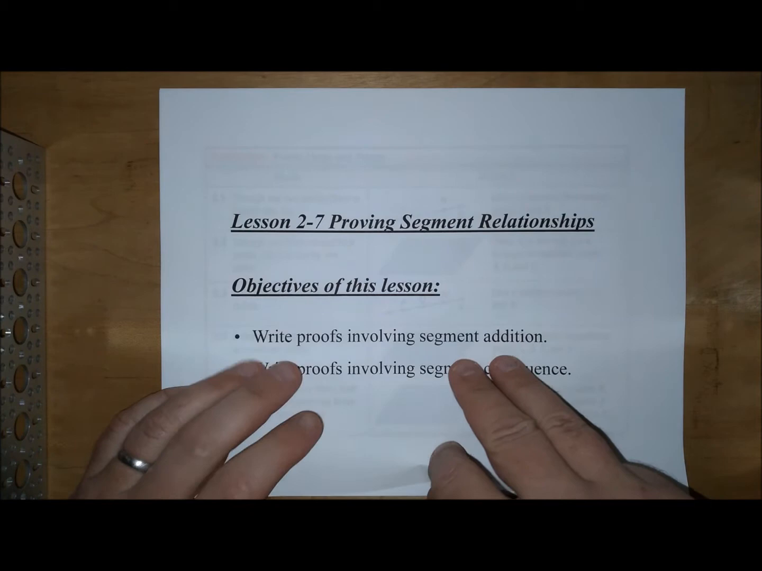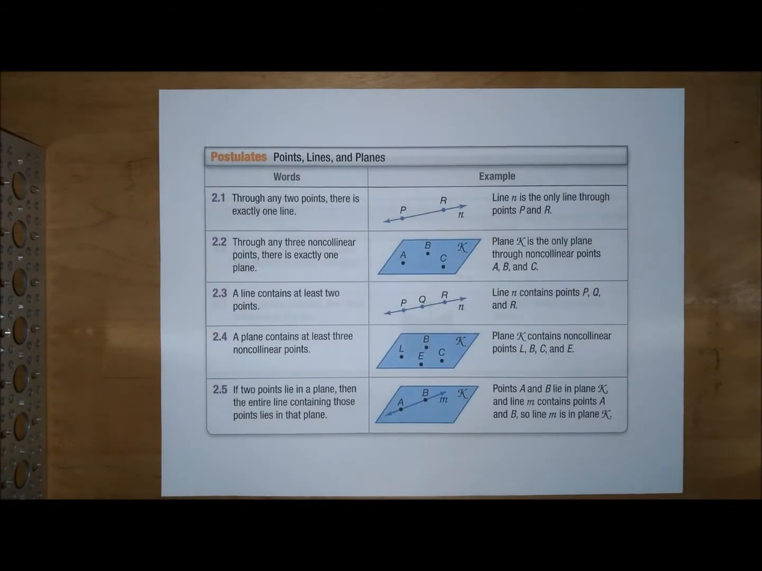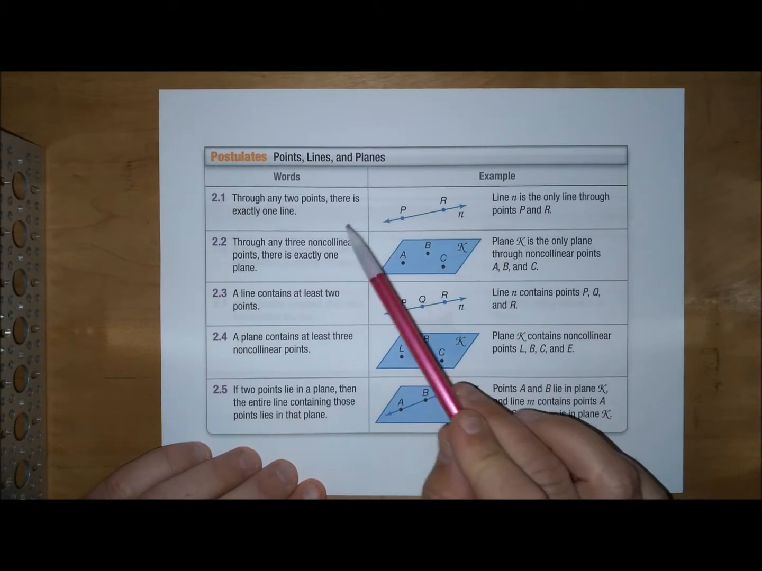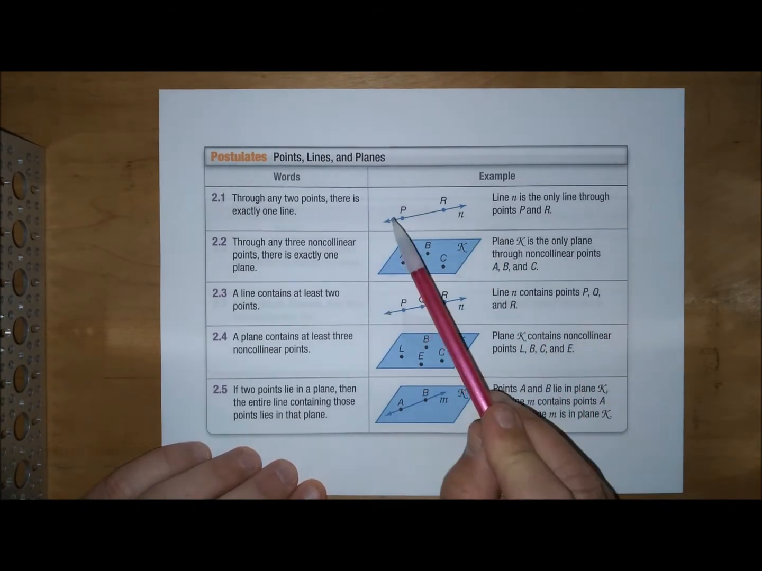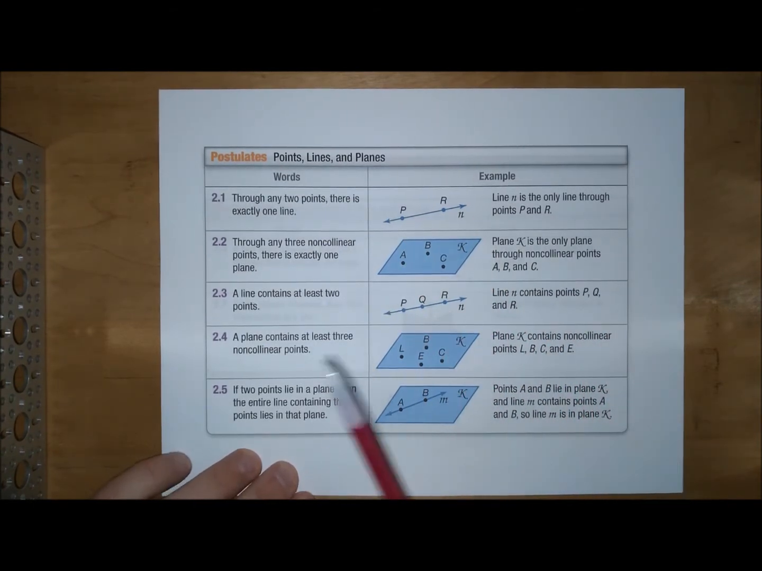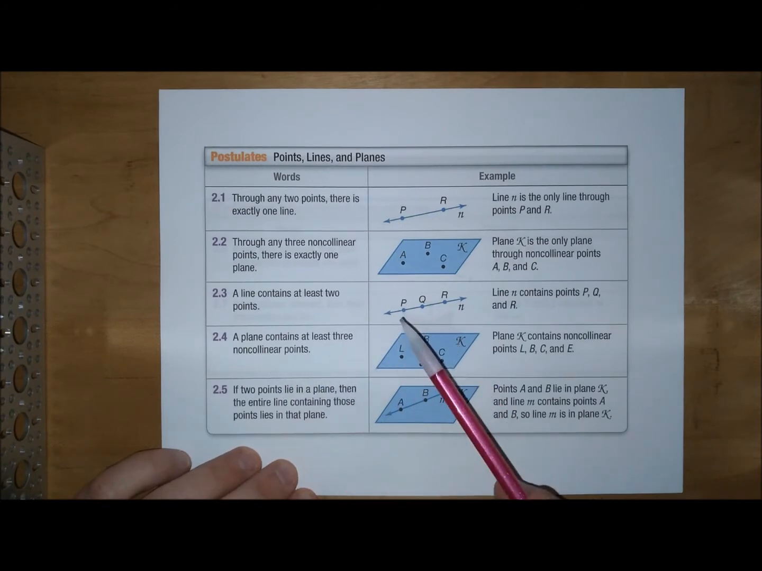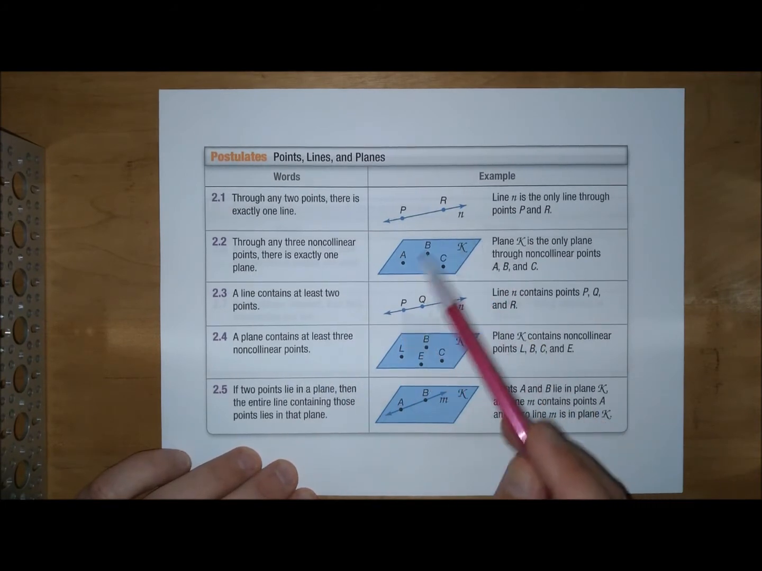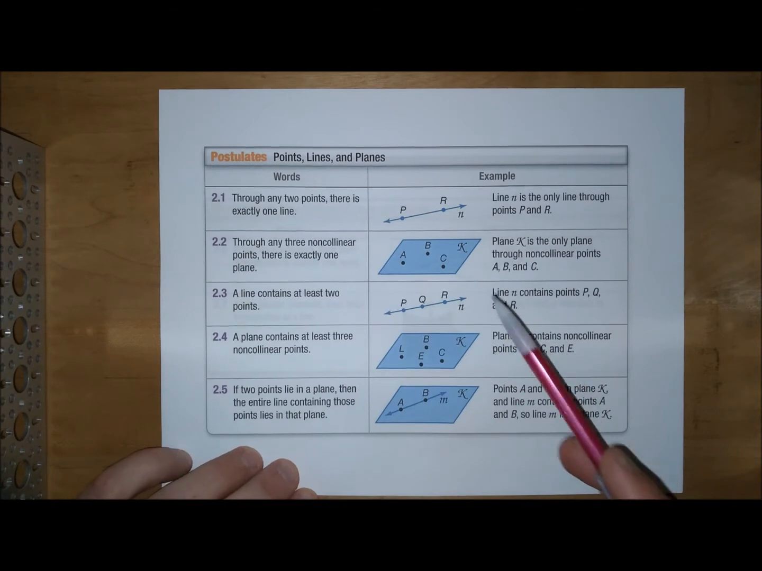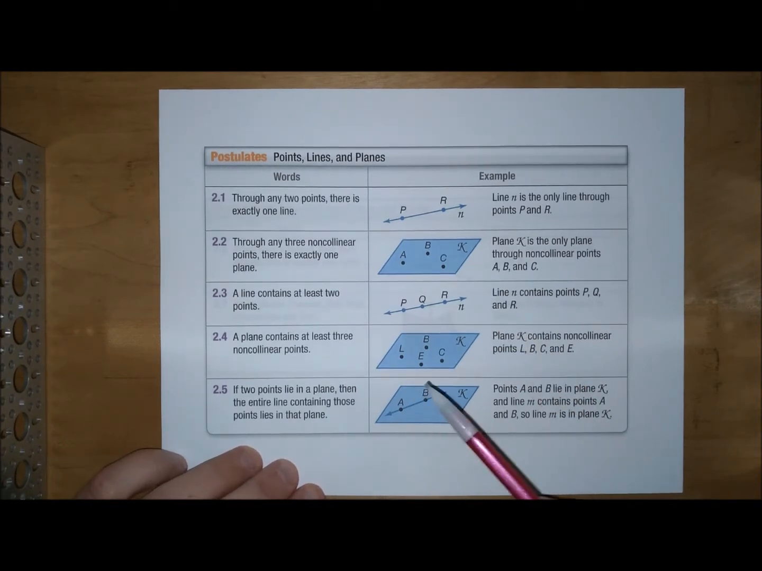Some of the things that we learned in chapter 1 are some of our theorems regarding points, lines, and planes. Any 2 points define a line. Through any 3 non-collinear points, you can establish a plane. So this could be used in a proof. A line contains at least 2 points. A plane contains at least 3 non-collinear points.